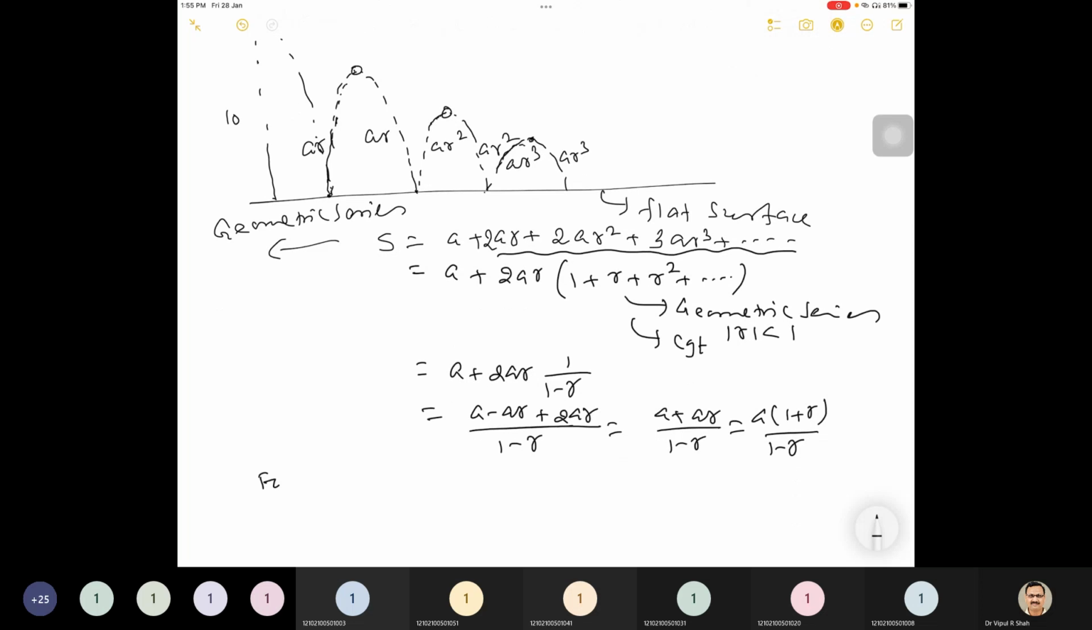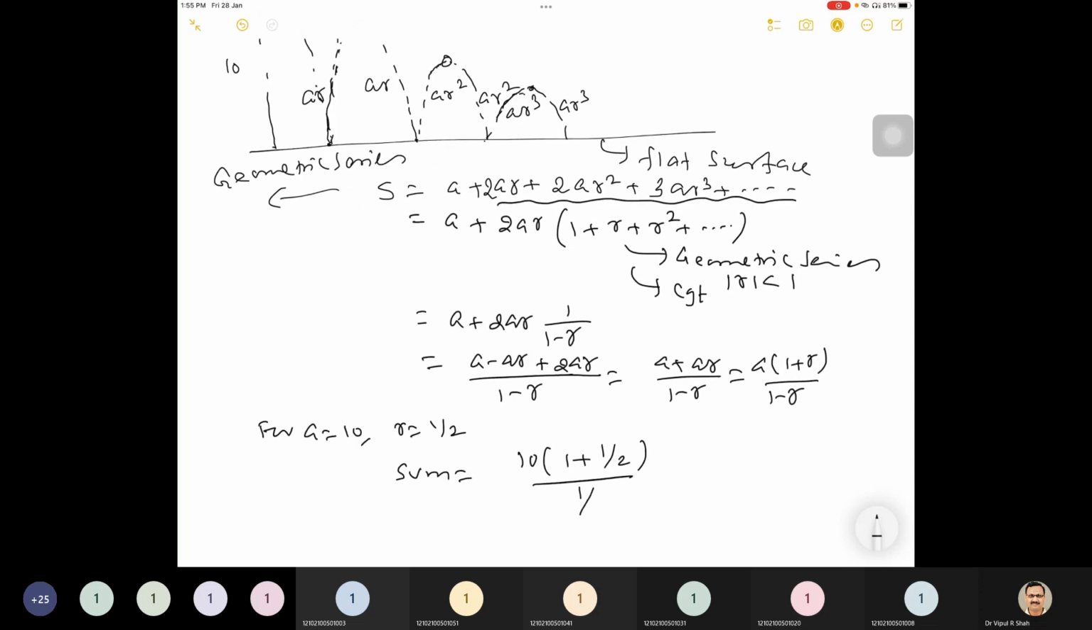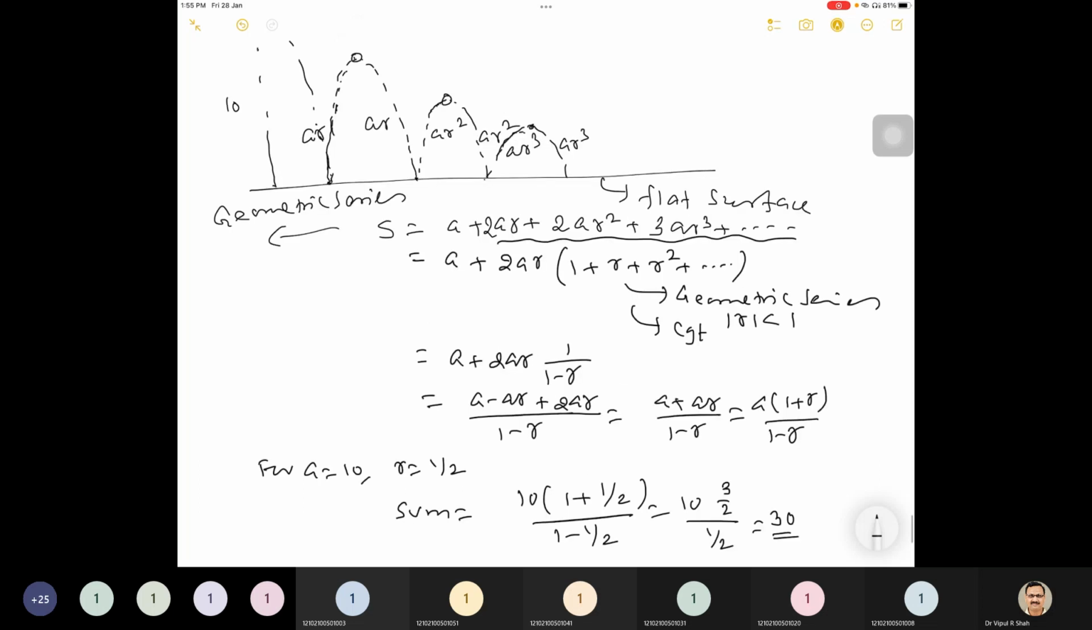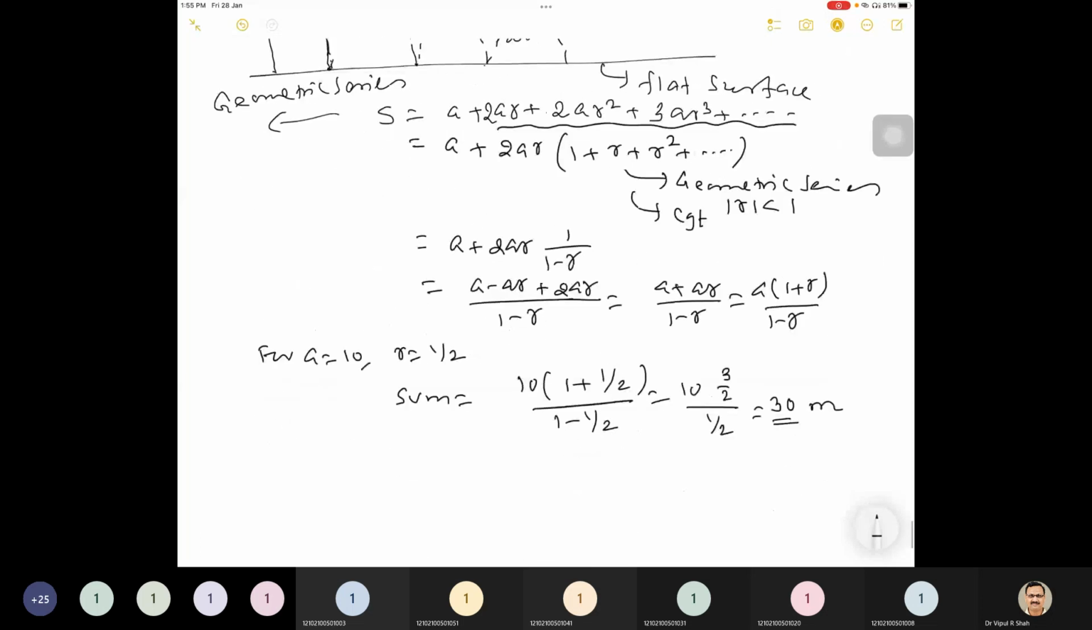And if a is to be 10, r to be 1 by 2, sum equals 10 times 1 plus 1 by 2 over 1 minus 1 by 2. Okay. So that is nothing but a total of 30 distance covered. So suppose 10 meter, then this is 30 meter total distance.